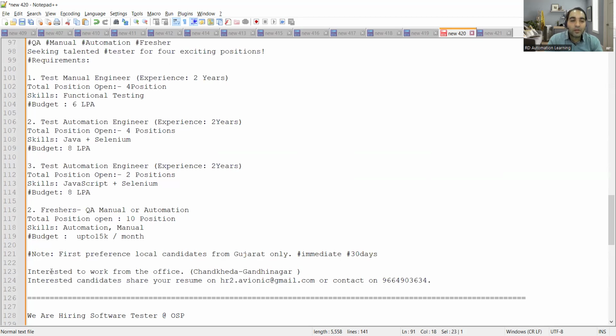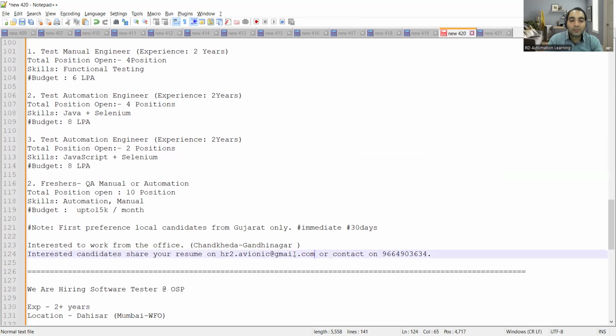Location is Gandhinagar. Interested to work from office can apply. First preference would be given to candidates from Gujarat only. And this is the email address. You can also contact this mobile number.